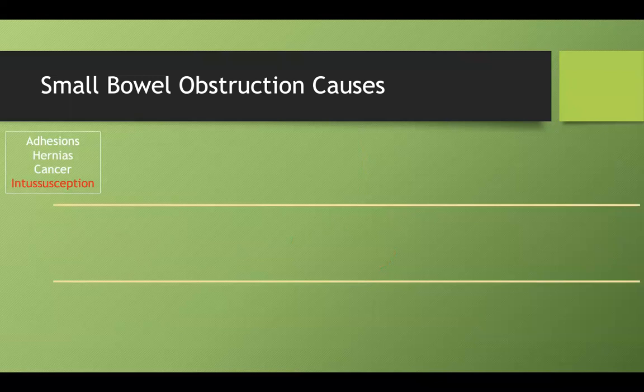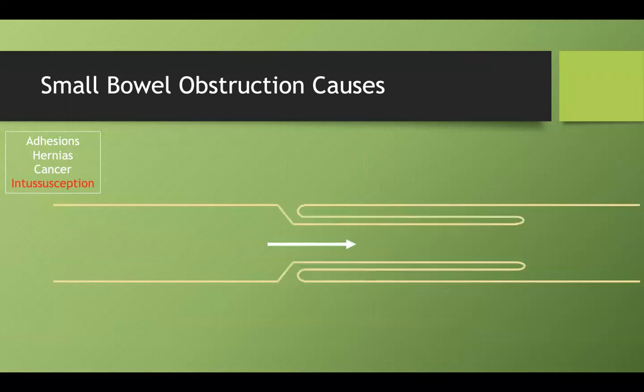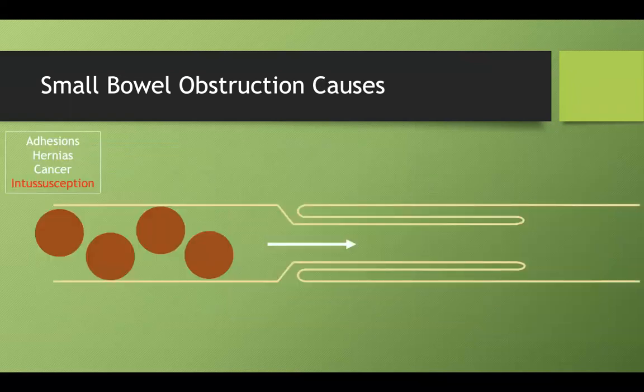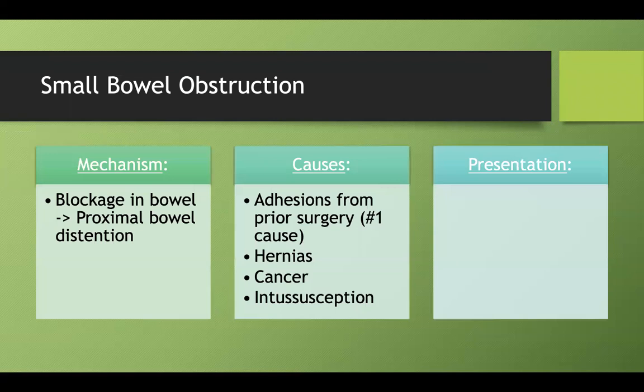And last thing I want to mention is intussusception. Intussusception is where one portion of your bowel gets pushed into another portion. So that would look something like this portion getting pushed into this one, might look something like this. And obviously, because the lumen is decreased, you can get a small bowel obstruction in this case too.